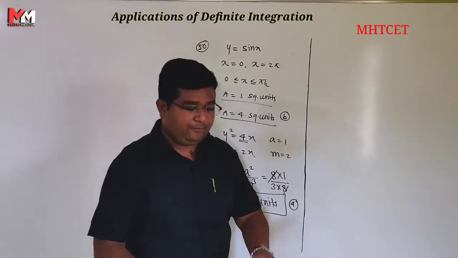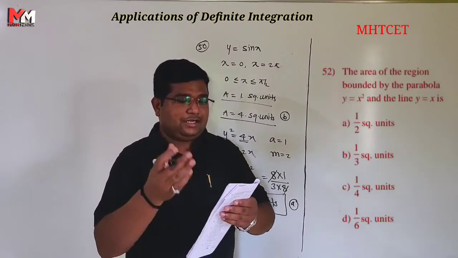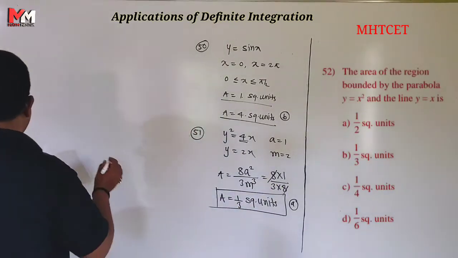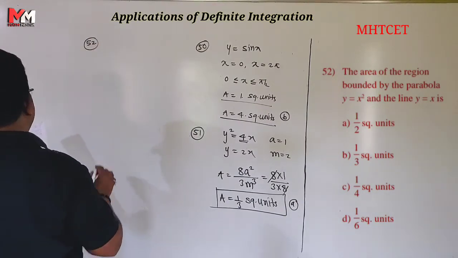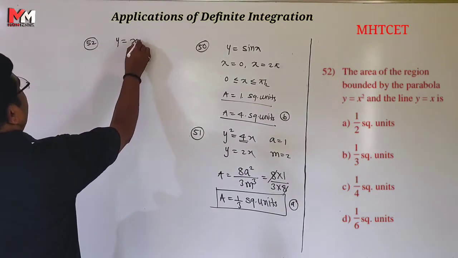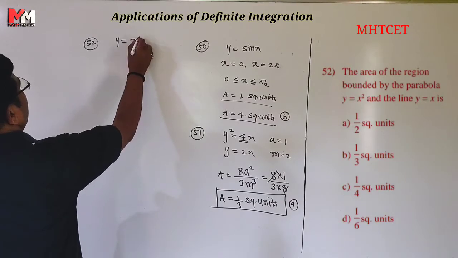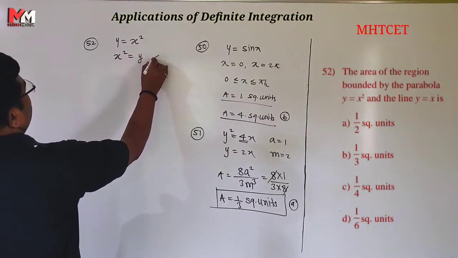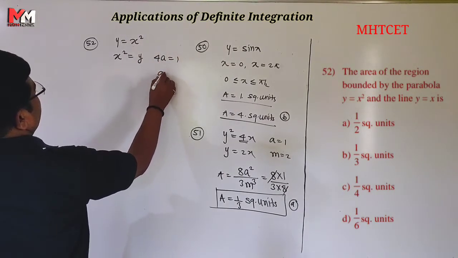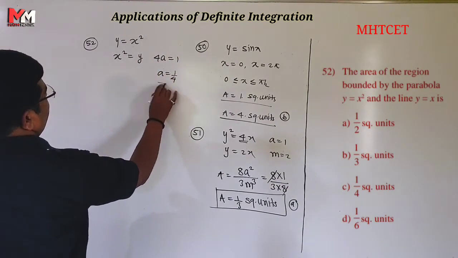So 51 is done. Let's start 52. In MCQ number 52, the parabola is y is equal to x squared, so it means x squared is equal to y. So 4a is equal to 1, a is equal to 1 by 4.